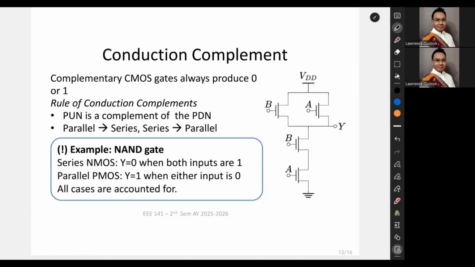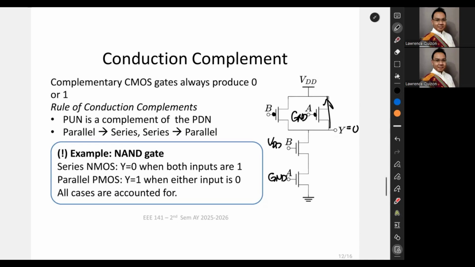Okay? So for example, here we have the NAND gate. Observe the behavior. If B is high and A is high, then Y is shorted to ground and Y is 0. Otherwise, if A is ground, apologies, this should be PMOS, then this would be ground, which turns on this PMOS. So now Y is shorted to VDD, and so on and so forth.